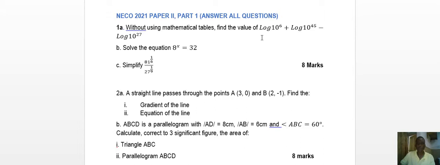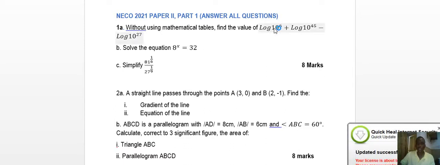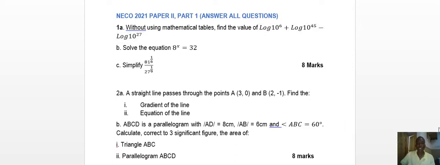Without wasting much time, let's go to the whiteboard and see how we can get an answer to question number 1. Question 1 says, without using mathematical tables, find the value of log 6 base 10 plus log 45 base 10 minus log 27 base 10. Now let's look at the solution to this question. Let's go to the whiteboard.